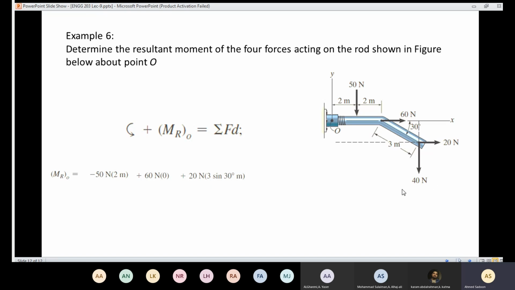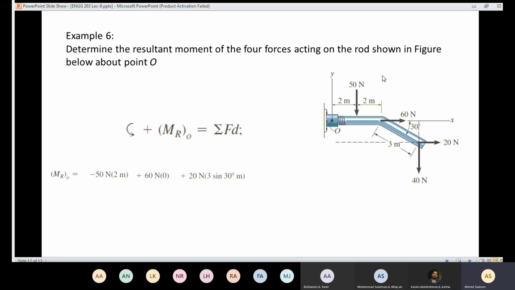Now we need to know the perpendicular distance for the last force, which is 40. So if the line of action is here, the perpendicular distance is going to be there, which means that I need to know the distance from here to here. Anyone can guess the answer for that? Yes. 4 plus 3 sine 30? Plus 3 cosine 30. So I need that distance here, not that distance. Yes, cosine 30.